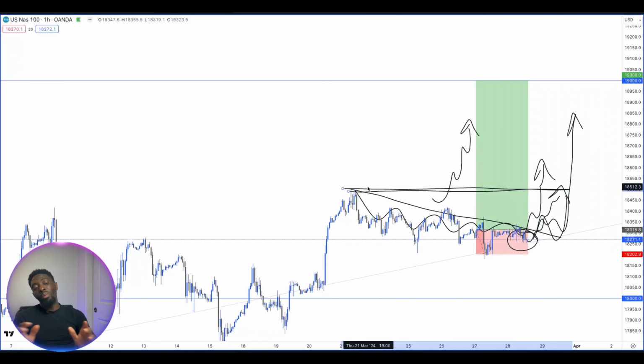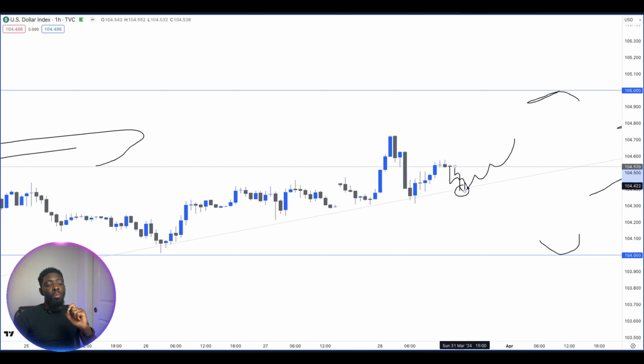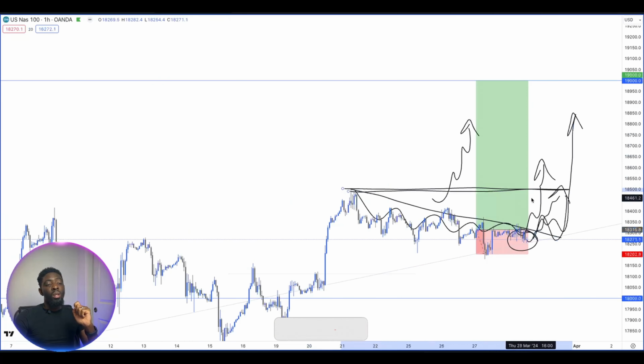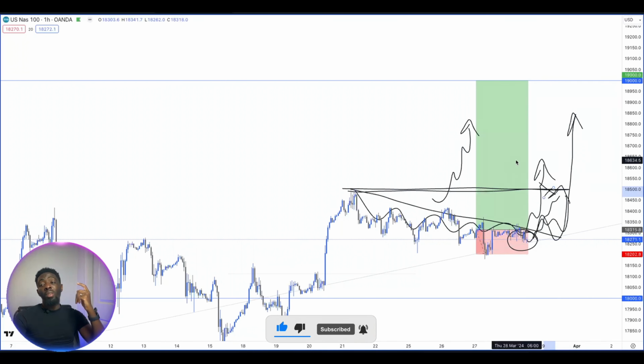And I'll probably stop because I need to see now the reaction from the buyers on the DXY around this point. If they decide to step in, then I want to quit with my buys on NAS100 at an area like this. So it just depends on what is going to happen next week.